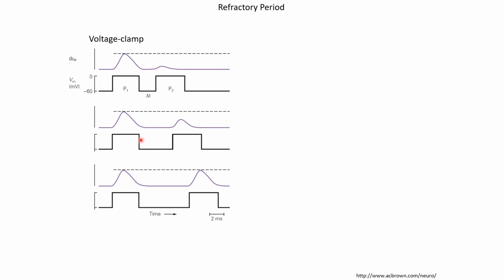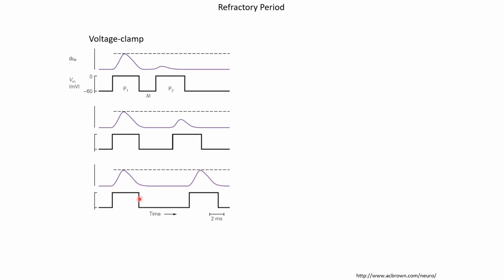If we increase the gap between these two pulses, then we see a somewhat larger increase in the sodium conductance. And if this gap is further increased, then we see that the sodium conductance is normal. So we see the same increase in sodium conductance as we saw for the first pulse.